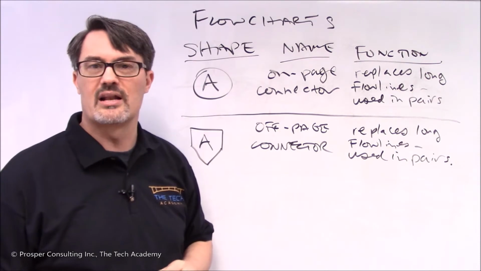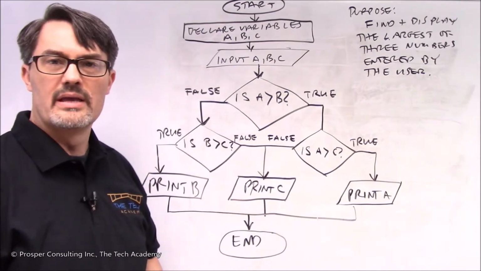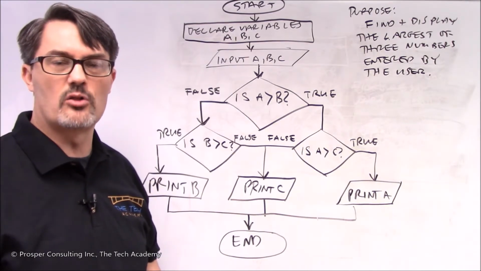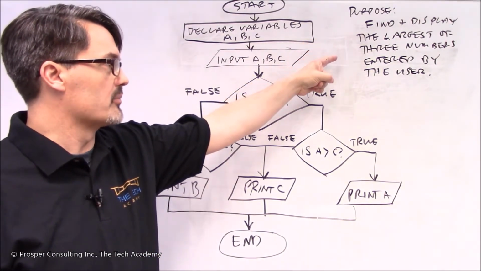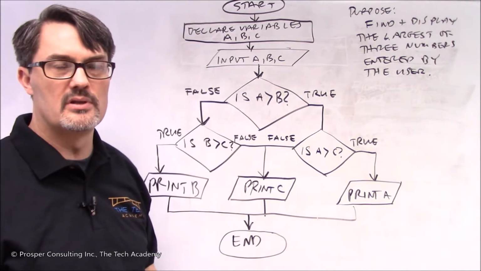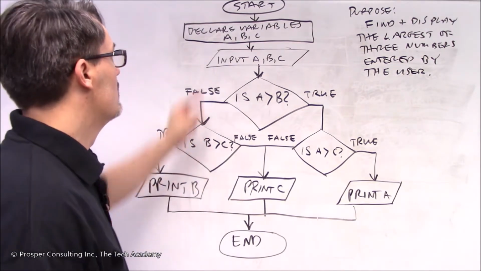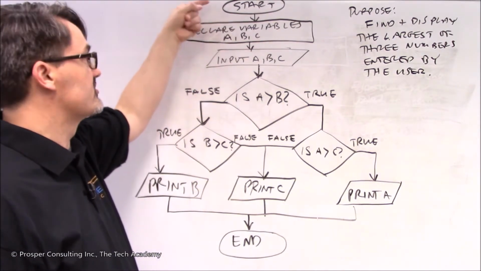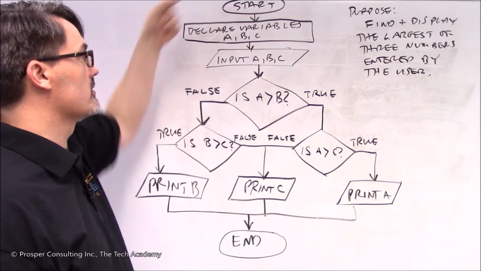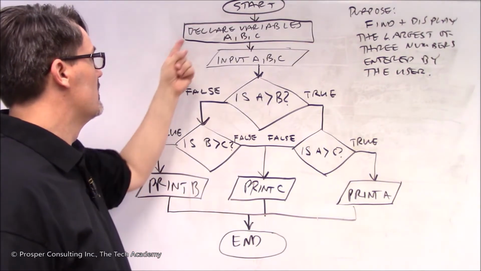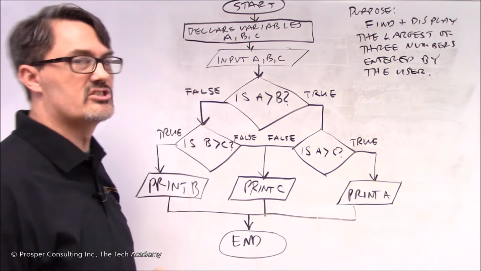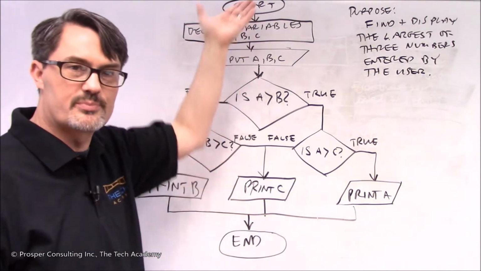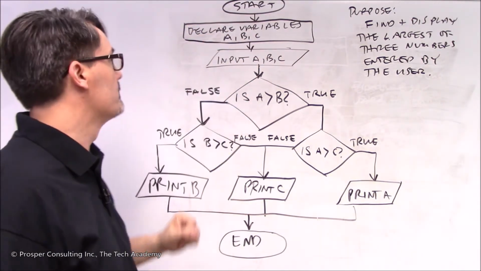Good. Let's take a look at an example flowchart. Here's a flowchart that accomplishes the following purpose. Find and display the largest of 3 numbers entered by the user. Let's go through it step by step. The program or algorithm starts. Here's the symbol called start. It's the flattened oval. The next step is shown by this arrow. This is a flow line. It shows the order of execution of this process, this computer program.